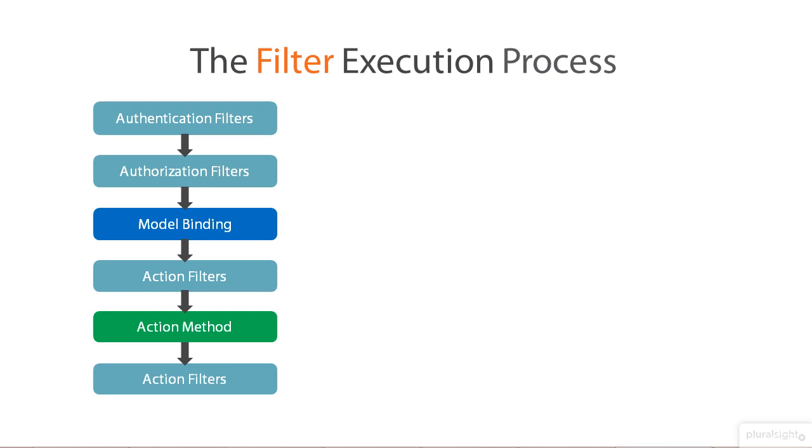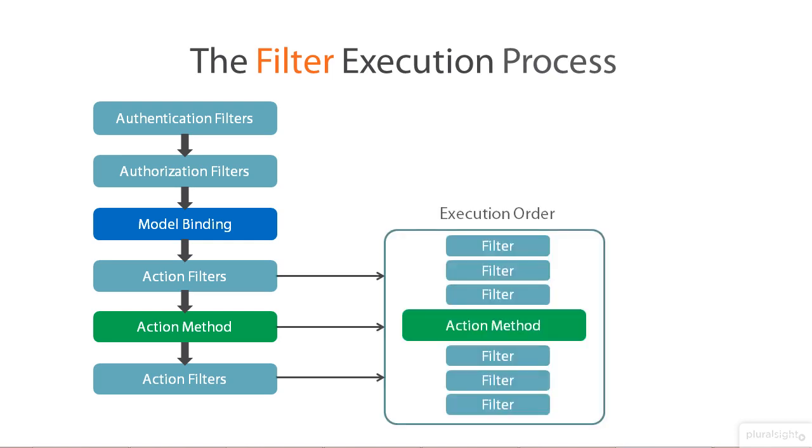However, there is an additional ordering with each type that we have to take into consideration. If you have 3 action filters on a single method, what order are those executed in? From top to bottom, right? Well, maybe. Action filters can execute in any given order within their category unless you specifically tell MVC otherwise.